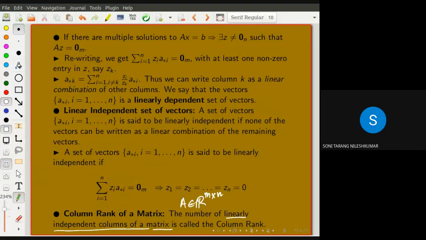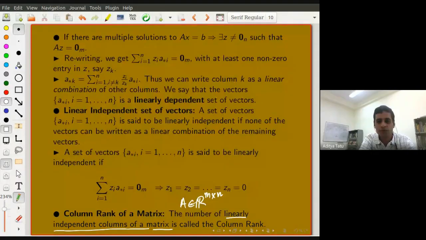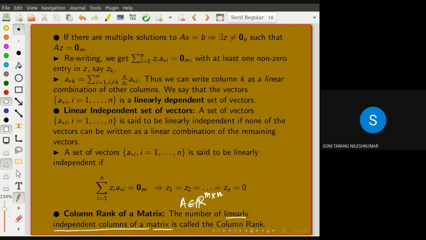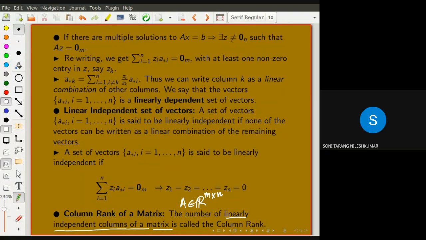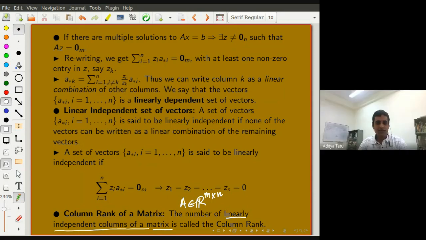Okay, sir. It will always be less than the number of columns of the matrix, right, sir? Of course, I hope that is clear to everyone. I cannot have more linearly independent columns than the number of columns, right? Yes, sir. I was asking if there are additional constraints. There are additional constraints.